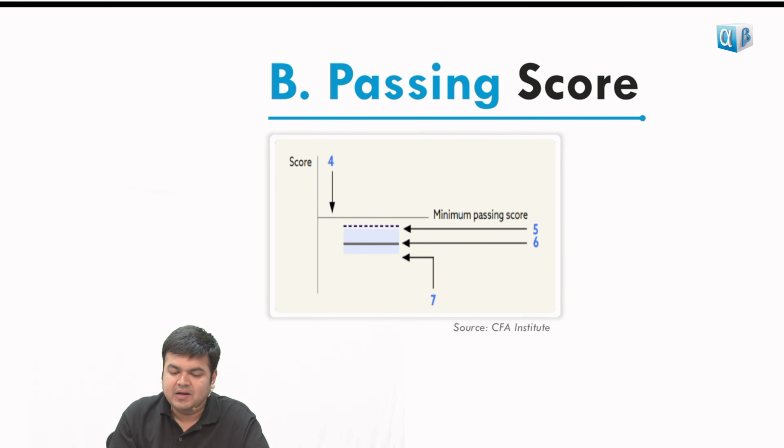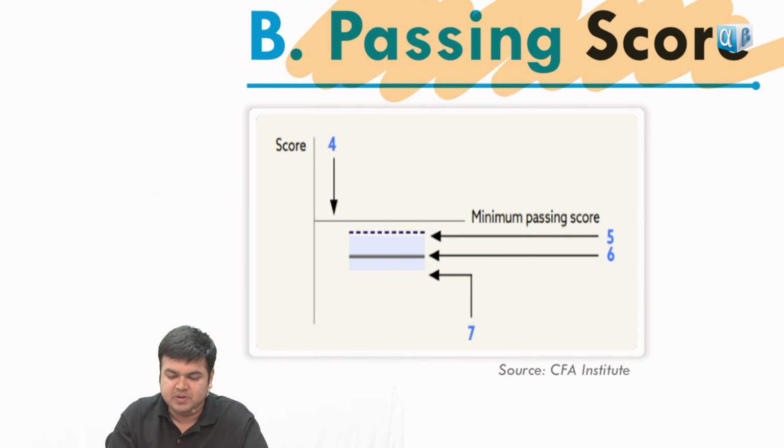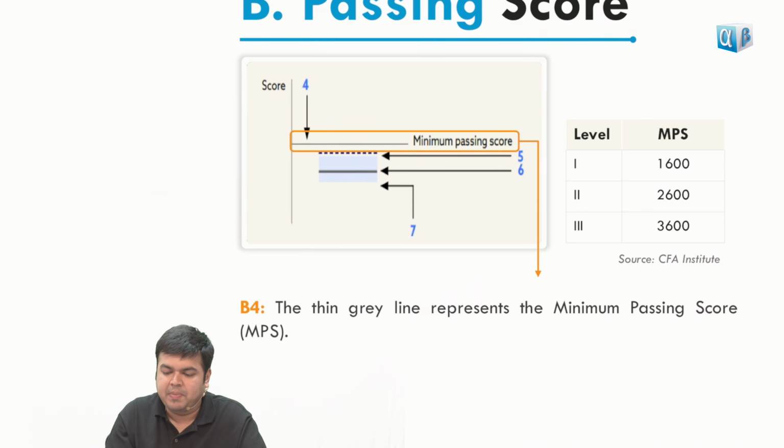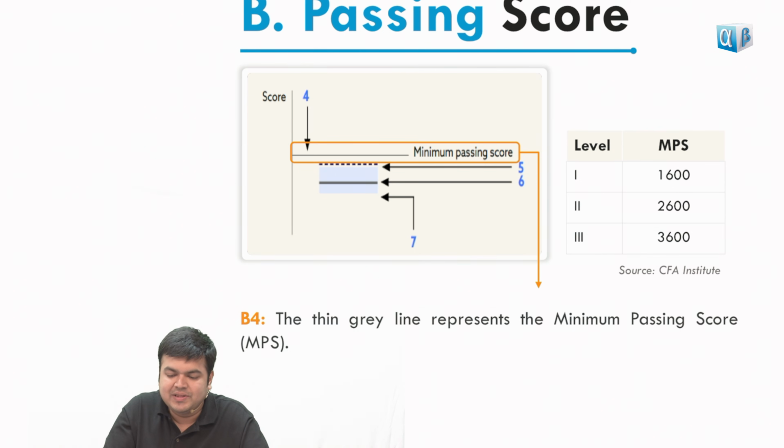Okay. Next part is, how do we see the graph? How do we look at the passing score? How do we look at the graph over here? So let's understand each component over here. When I'm looking at the passing score for level 1, 2, and 3, this is your minimum passing score, this line, if you can see this. Can everybody see this? This line is your minimum passing score.